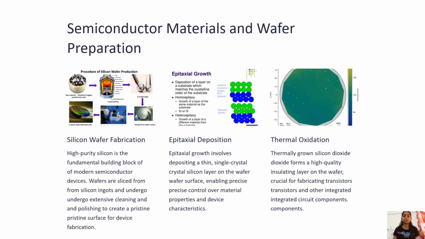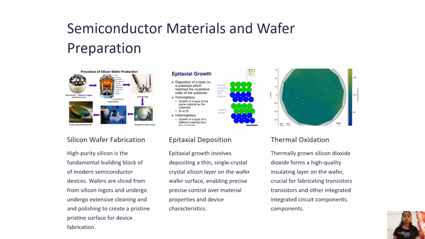Semiconductor materials and wafer preparation. Silicon wafer fabrication. High purity silicon is the fundamental building block of modern semiconductor devices. Wafers are sliced from silicon ingots and undergo extensive cleaning and polishing to create a pristine surface for device fabrication.